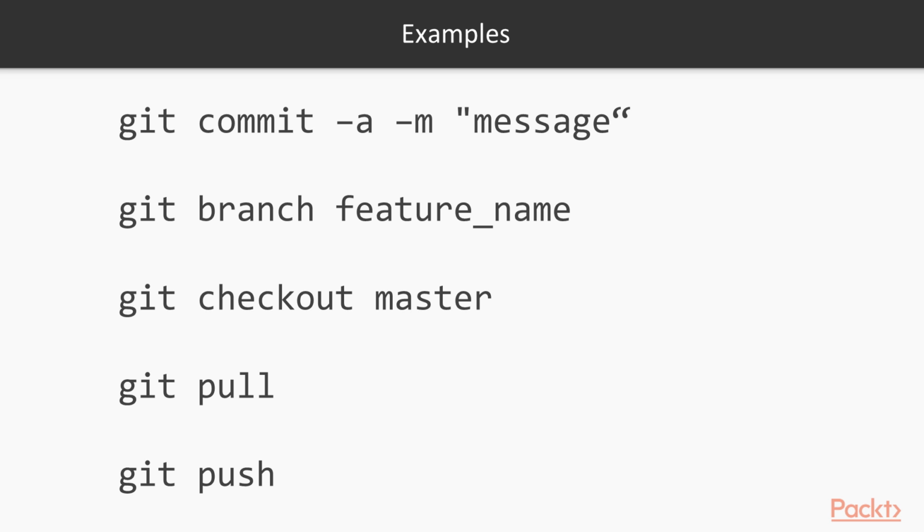Git branch is used to create new branches. You could use that for feature branches or from some stable version of your software. Git checkout switches between branches, and pull and push are used to get the changes from the server and push them back. So the idea here is to introduce you to the possibility of using Git from command line, and more sophisticated reference obviously can be looked up on the internet.